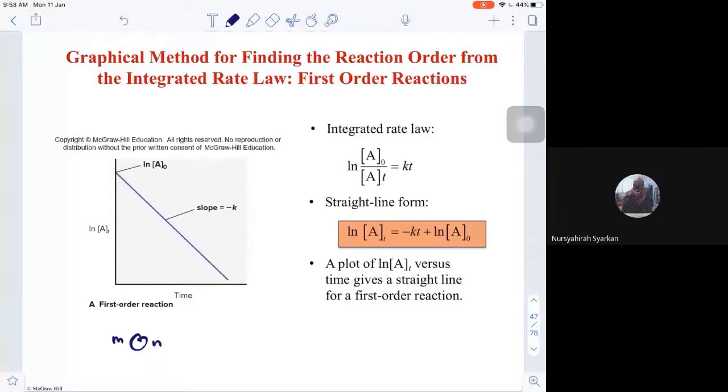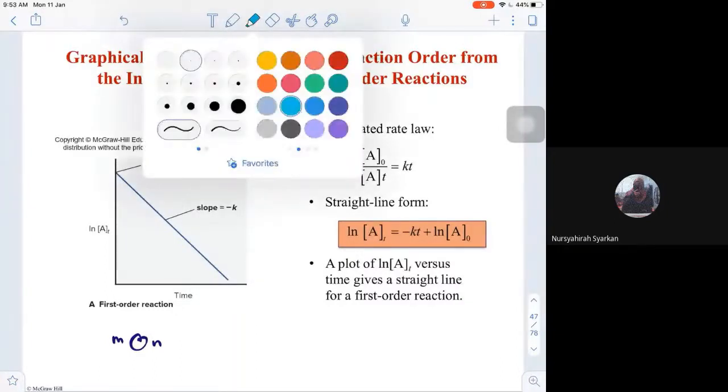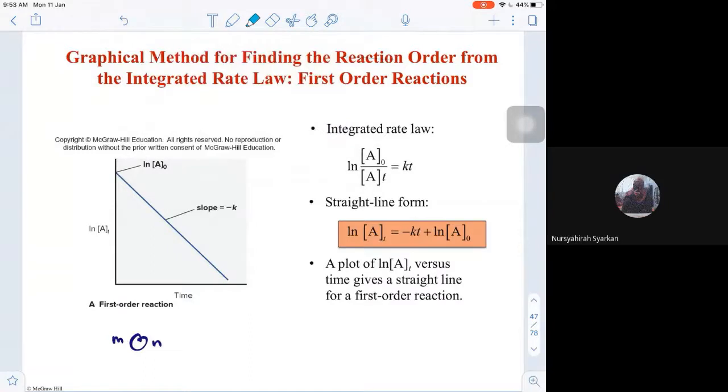So the graphical method is the second method to find the order of the reaction. This is a graphical method to determine the order of a reaction. And with this method, we don't need to run several series of experiments to get the rate.